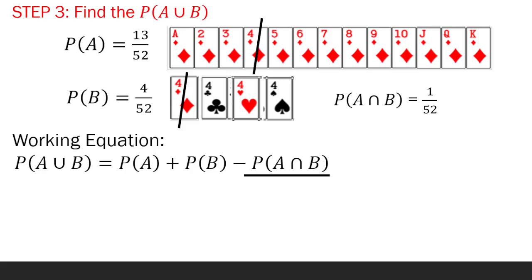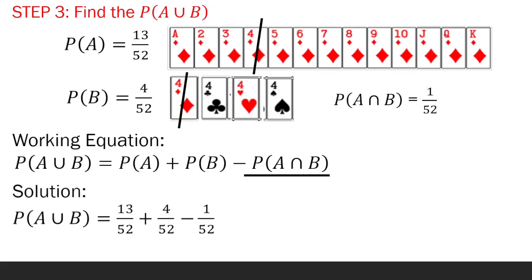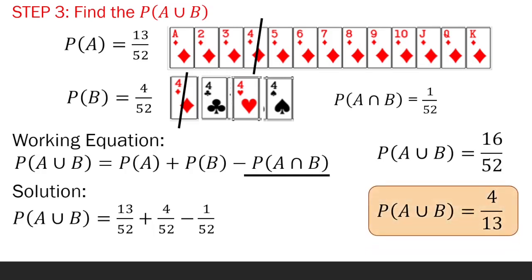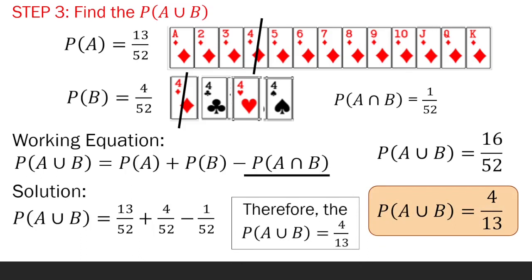Now, going back to the working equation, all you need to do now is to substitute the probability of A, which is 13 over 52, plus the probability of B, which is 4 over 52, minus the intersection of the 2, which is 1 over 52. So, we will now have 13 over 52 plus 4 over 52 minus 1 over 52. 13 plus 4, that is 17, minus 1, that is 16. So, we will have now 16 over 52. Now, simplifying 16 over 52, we will now have 4 over 13. So, therefore, the probability that we will get a diamond or a 4 or both is 4 over 13.